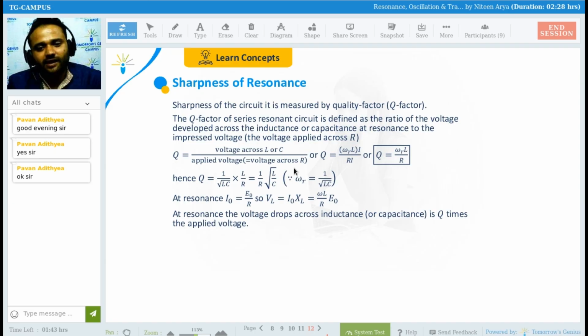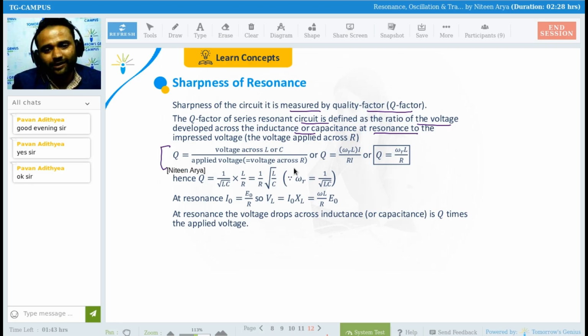Everything is written the same over here. I already defined it, so I am not going to give you the diagram again. Sharpness of a circuit is measured by the quality factor, Q factor. The Q factor of a series resonant circuit is defined as the ratio of the voltage developed across the inductance or capacitance, you can put any, at resonance to the impressed voltage. So Q factor is voltage across L or C, and here we pick L, not C, divided by the applied voltage, which is the total voltage, equal to the voltage across R.